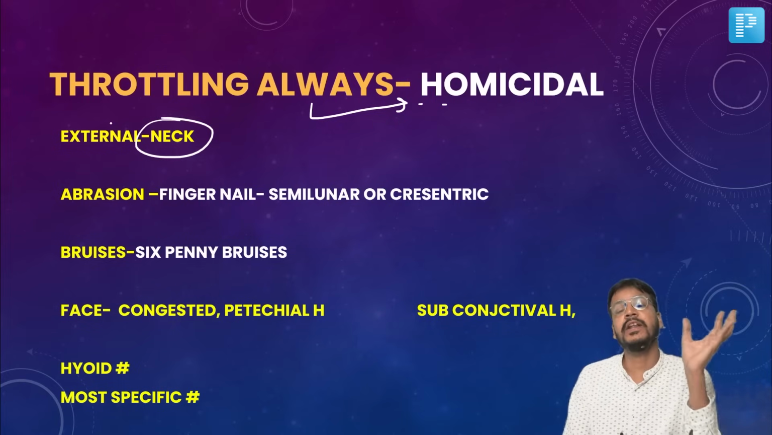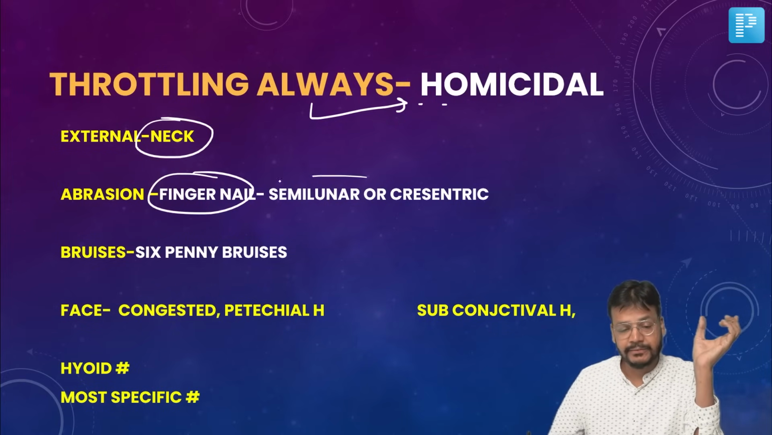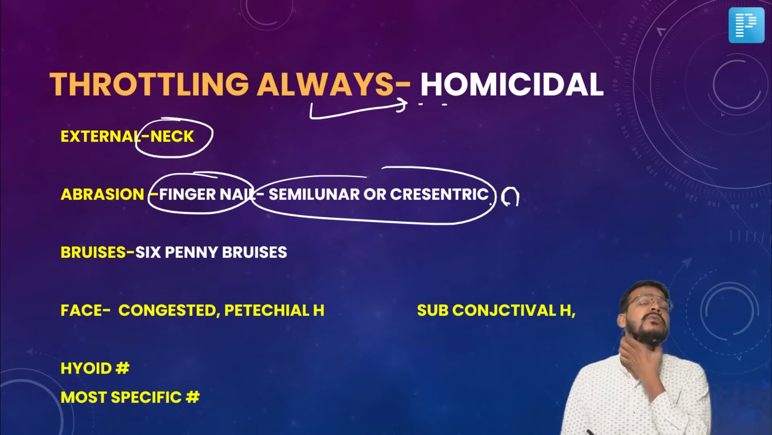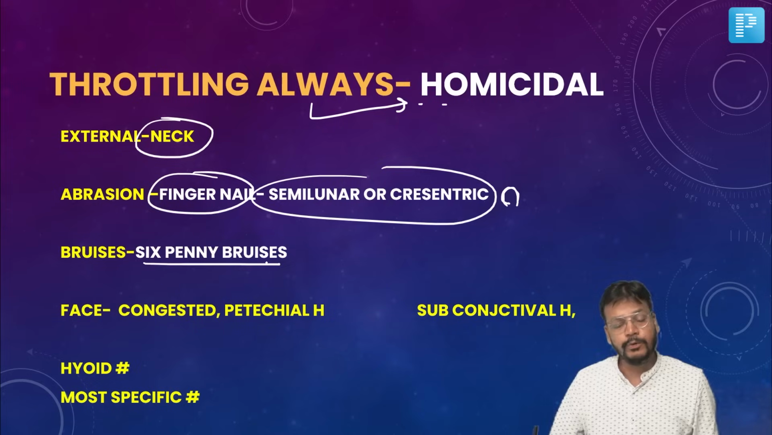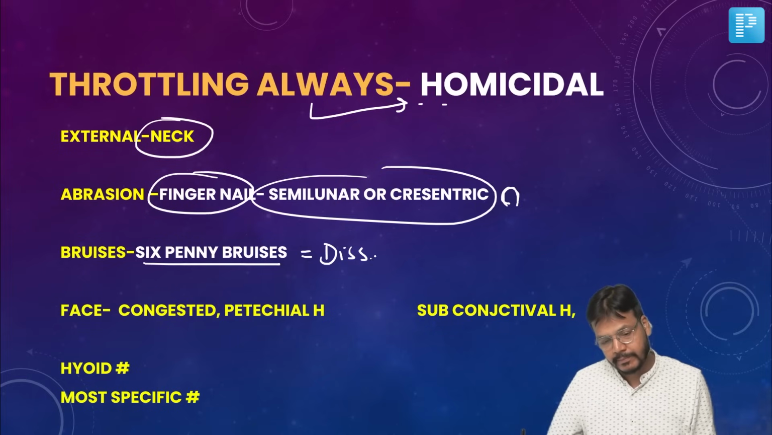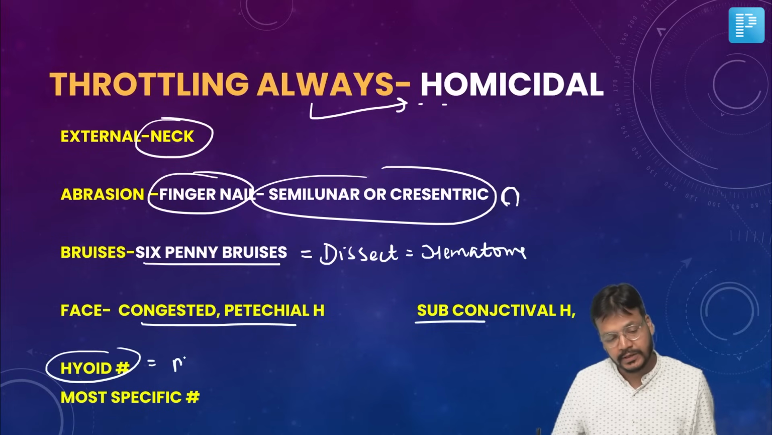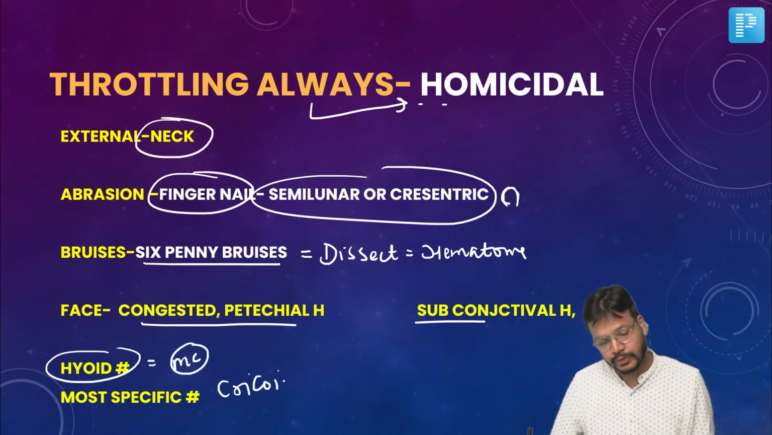What are the external findings over the neck? Fingernail abrasion, which is semilunar or crescentic. Because this is throttling, fingernail abrasion, and 6 penny bruise because of the fingertip. And Doctor Saab, when you dissect the bruise, again there will be hematoma. Face is congested, with petechial hemorrhage and subconjunctival hemorrhage.